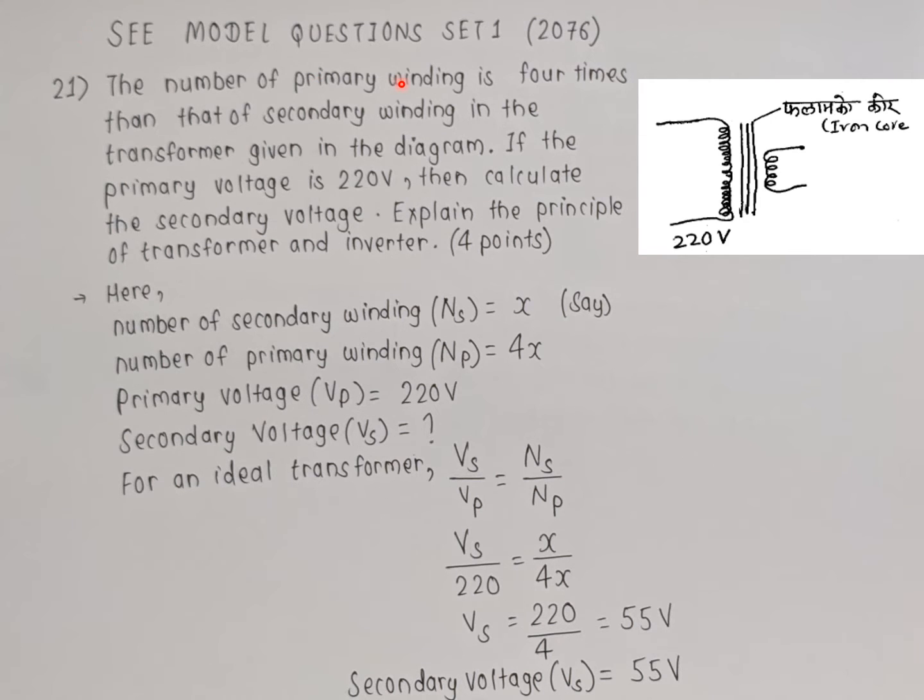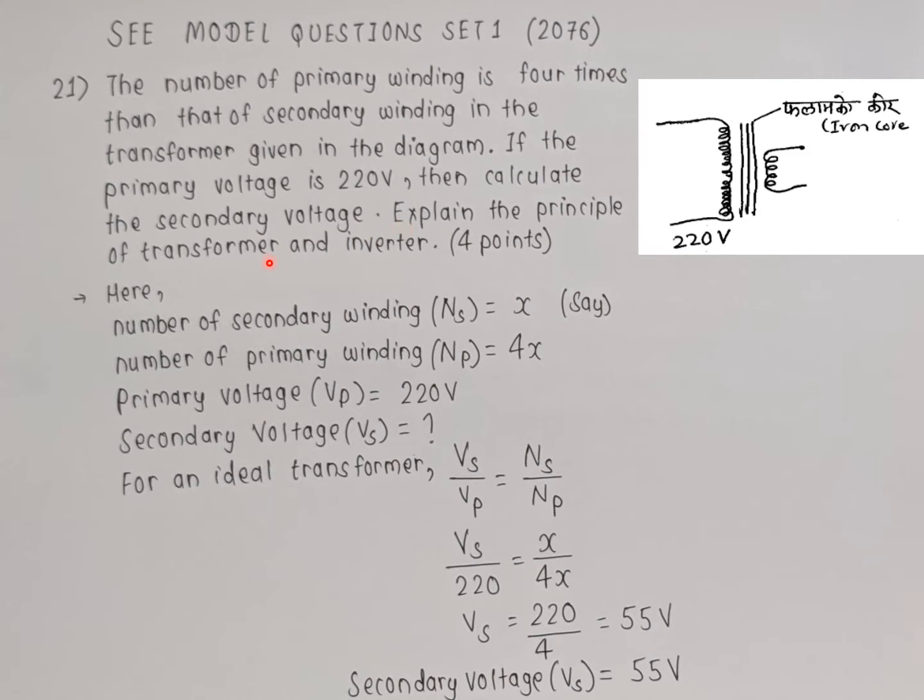Hello, SEE Model Question Set 1, 2076, Science. Question number 21. The number of primary winding is 4 times that of secondary winding in the transformer given in the diagram. The diagram for the transformer is given on the right. If the primary voltage is 220 volt, then calculate the secondary voltage.